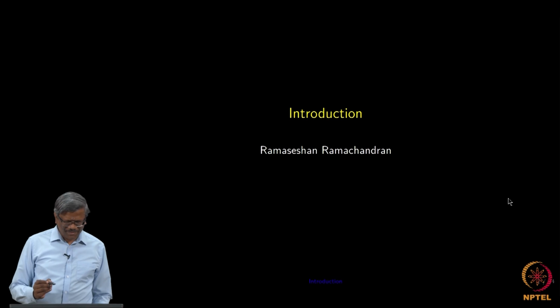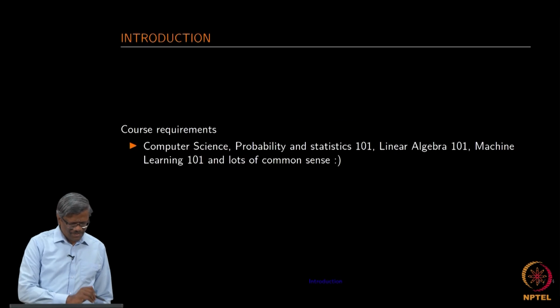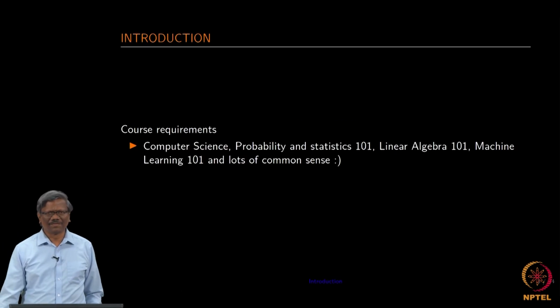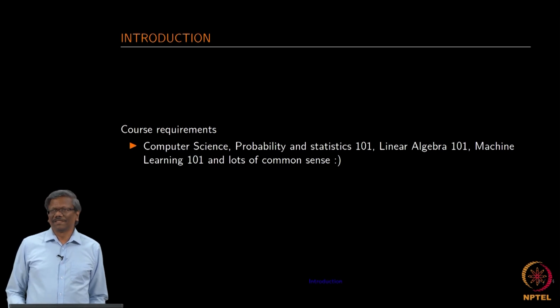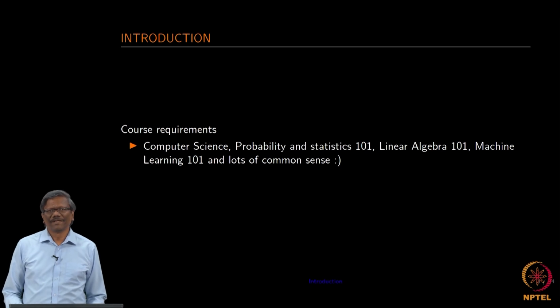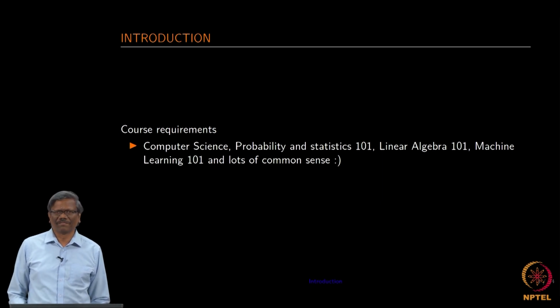I think you would be really interested to know what the real, basic requirements for this course are. If you know some computer science, probability and statistics at 101 level, linear algebra at the same level, and some machine learning, it will really help. And if you have lots of common sense, it's going to be really useful. If you are really interested in this subject, you can learn anything along the way. You don't need to really know the entire computer science or probability or statistics. You will definitely learn them along the way during this course. I'll also be teaching some of the fundamentals which are required for this course as we move along.